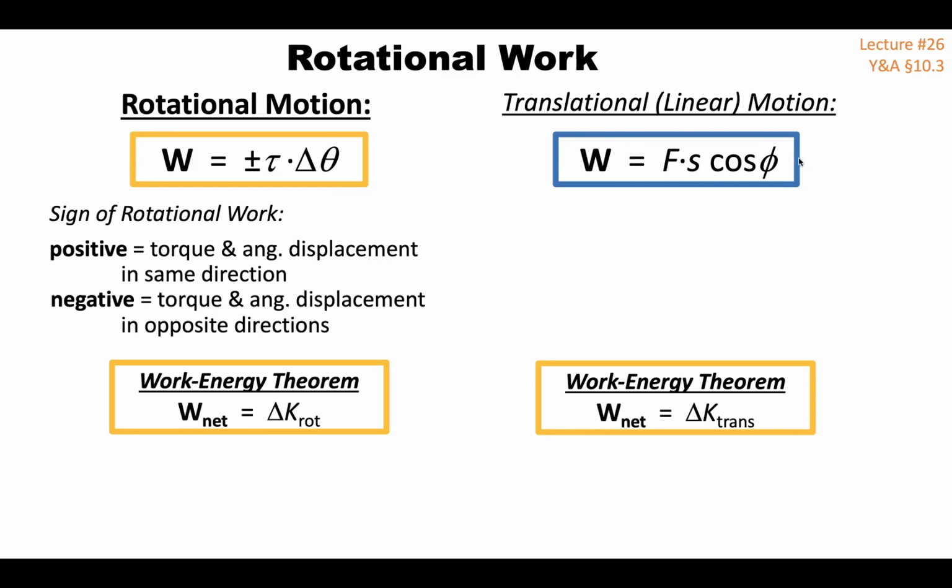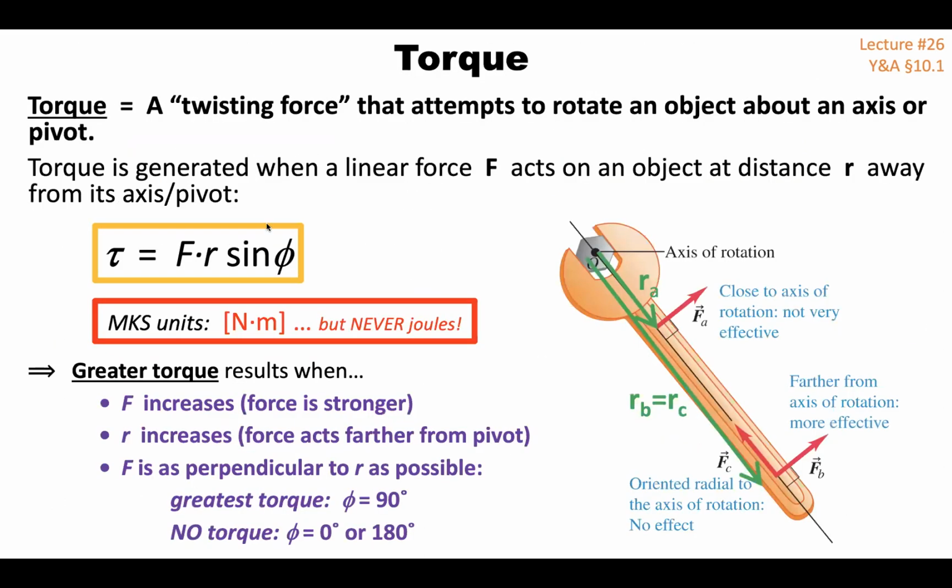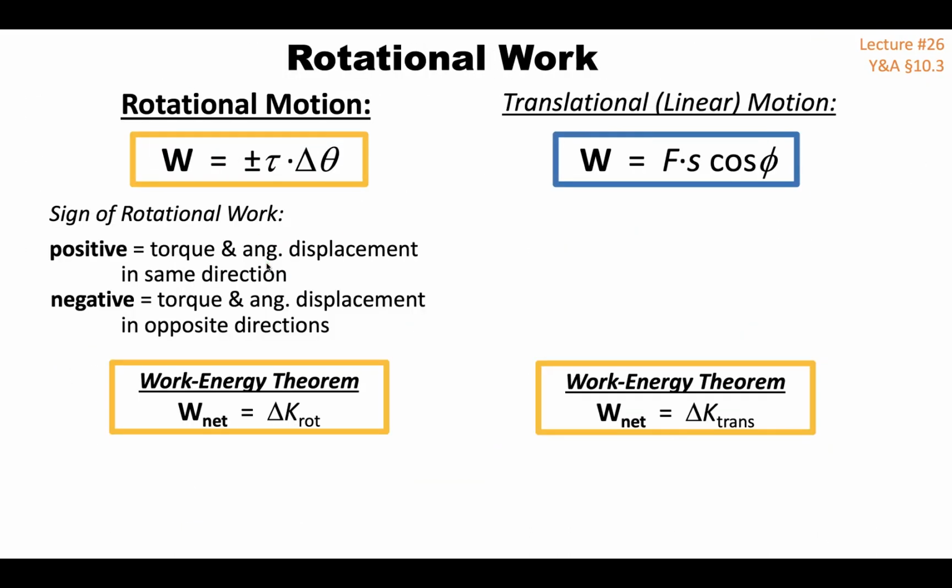So notice that the way phi is defined here is very similar to the way it was defined a few slides ago for torque. The only difference is that for torque, we use a sine function, instead of, in this case for work, a cosine function. If we think about the rotational analogs again, force and displacement get replaced by torque and angular displacement. So those two quantities are pretty much just substituted by their rotational analogs.